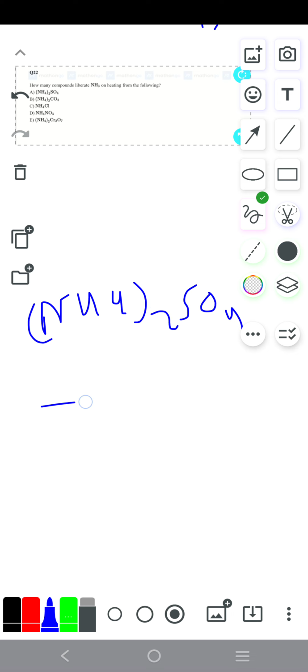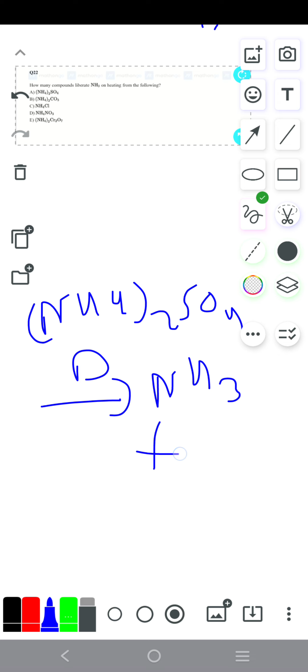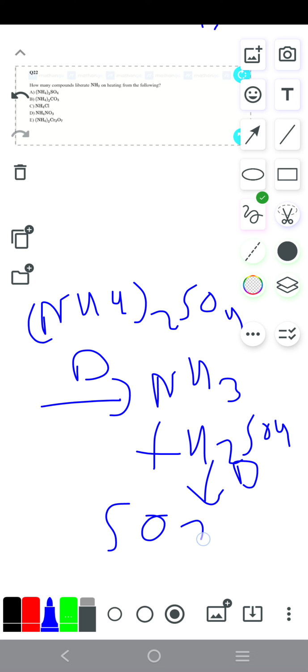When a salt containing ammonium is heated, the ammonium gives H+ to the anion part and NH3 is liberated. So it would give H+ to the anion SO4 2-. There are two ammonium ions, so 2H+ will be given to SO4 2-, and basically H2SO4 would be obtained, and on further heating this H2SO4 would also undergo decomposition to form SO3. So from this NH3 is obtained.